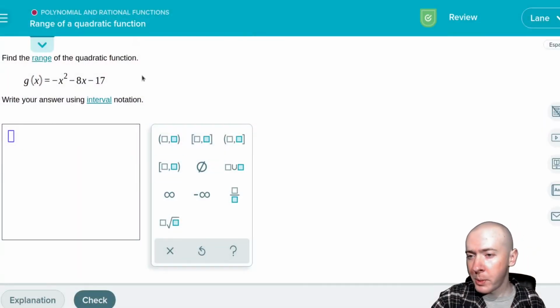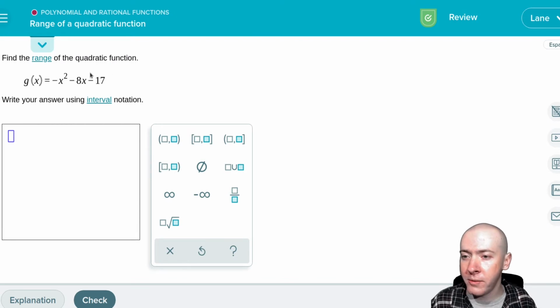Hello, I'm Lane. Let's talk about finding the range of a quadratic function. These problems look like this. They give you the quadratic function, and they ask you for the interval that is the range of that function.